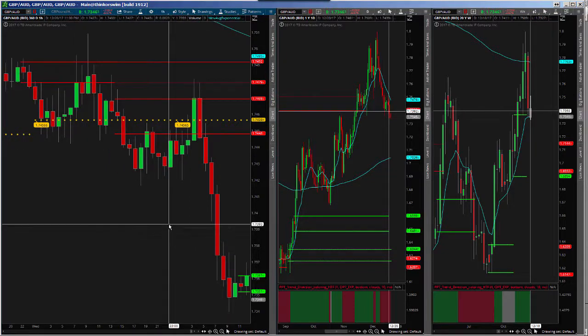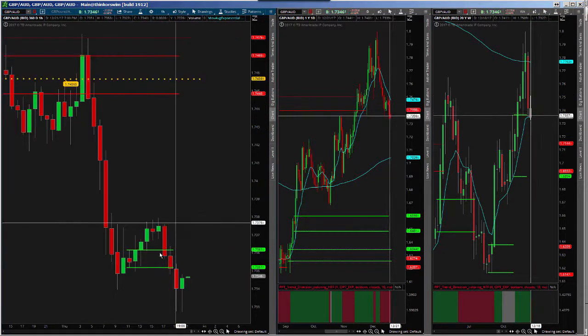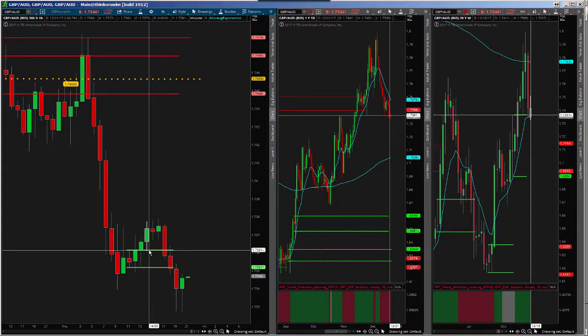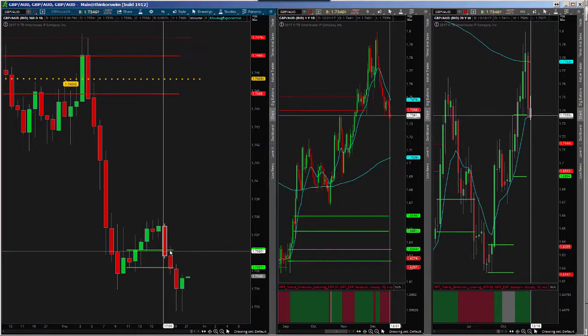So let's take a look at this pair one more time here. We actually did have a zone inside the zone setup here, and this is actually one I would have taken. And here's an example of where I am below the moving average on the daily. So maybe I don't want to take those at all, right? This is where just the testing comes into play.